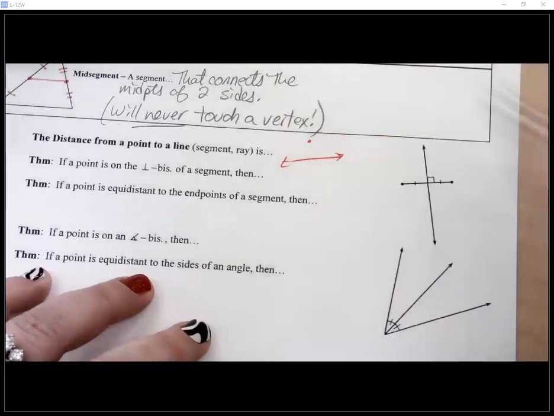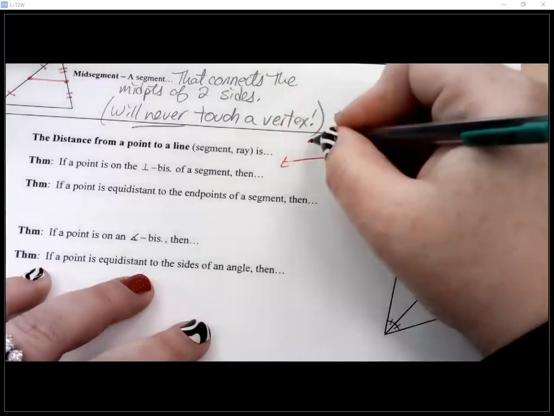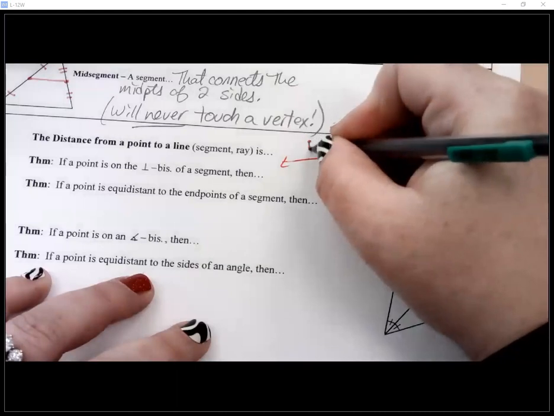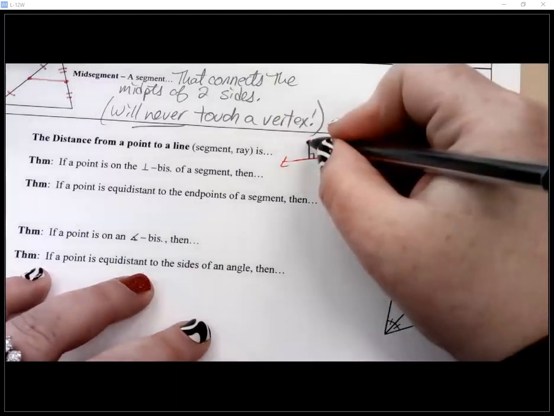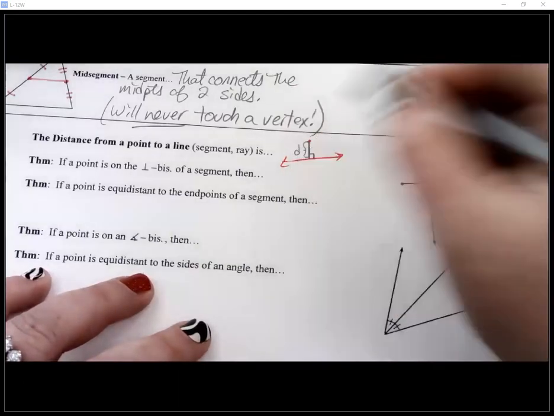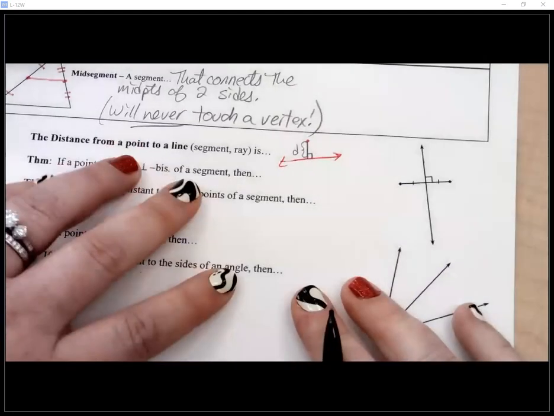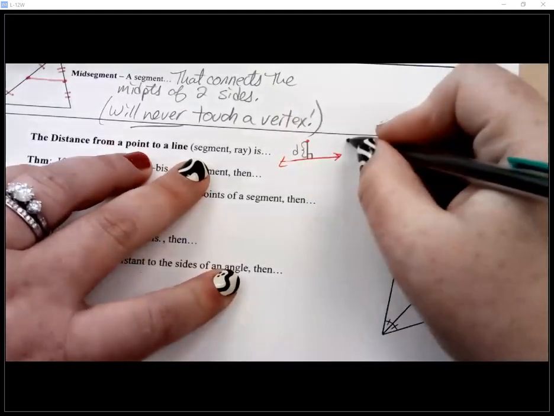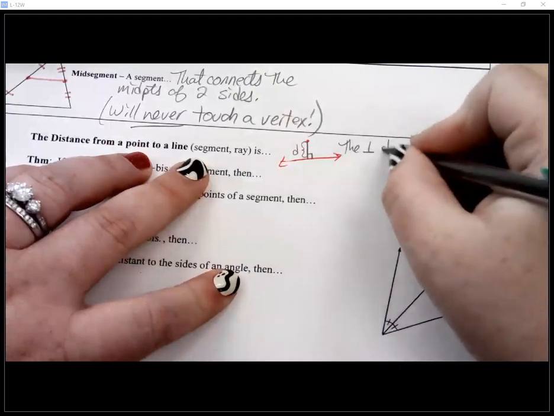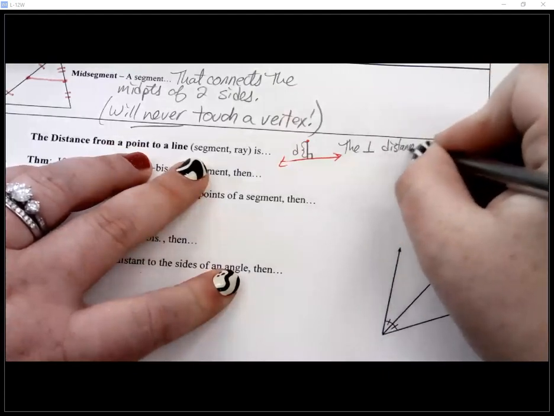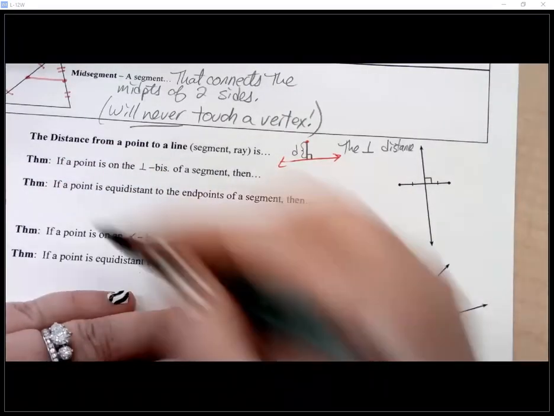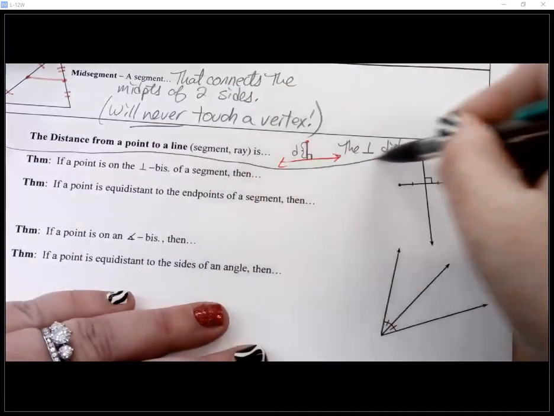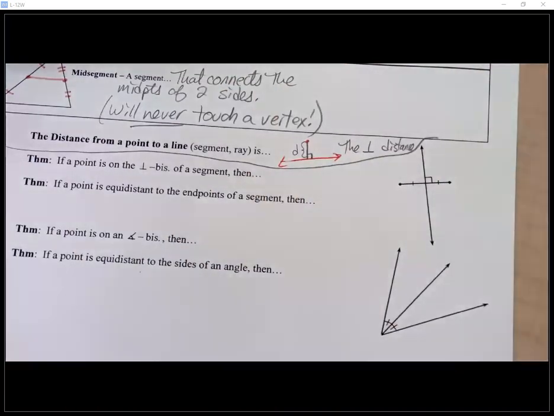So we always measure the distance from a point to a line as this distance. That would be the distance we are looking for. Distance from a point to a line is the perpendicular distance. So that kind of all goes together. All right, so there's that.